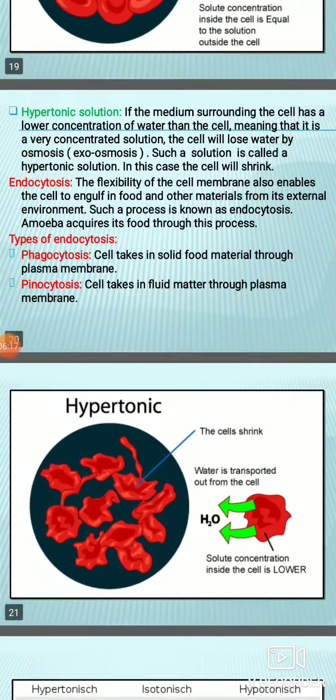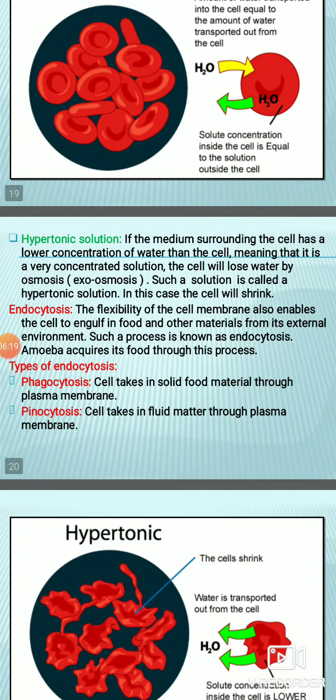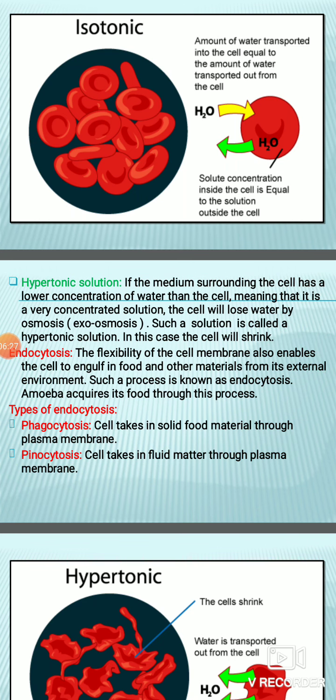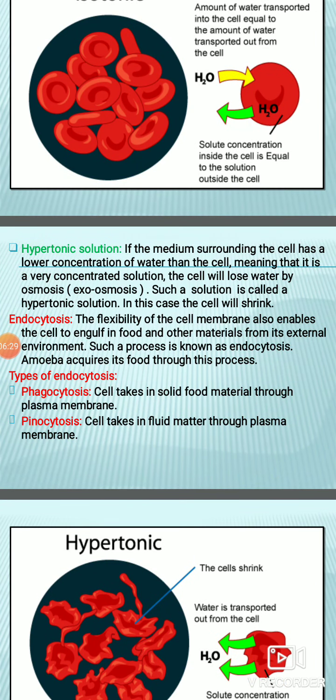Okay, so the processes by which the water or the food materials enter the cell or leave the cell are known as endocytosis and exocytosis. So endocytosis is again divided into two categories, such as phagocytosis and pinocytosis.